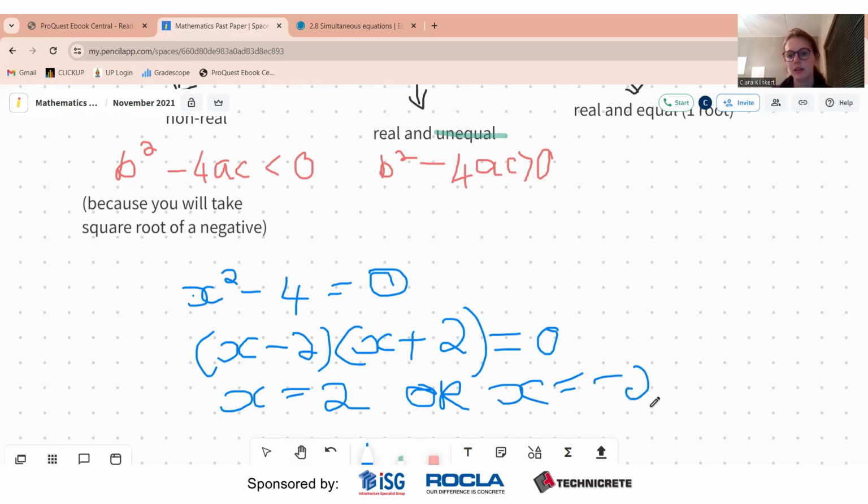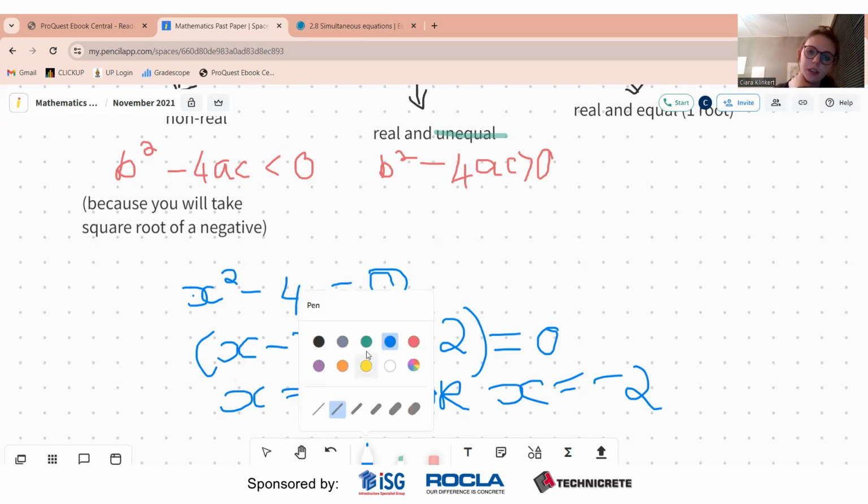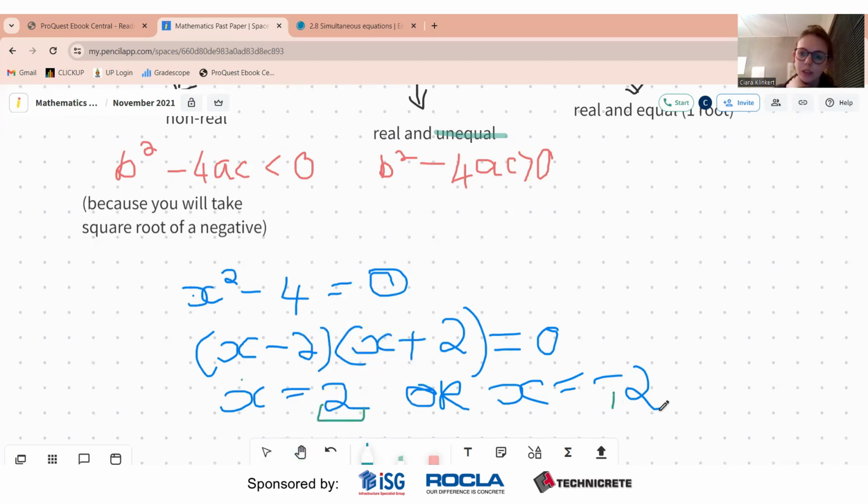While these solutions are real because they are integers, the intrinsic value here of 2 is equal, but these roots are not equal because one is positive 2 and one is negative 2. So this equation falls into the real and unequal roots case.